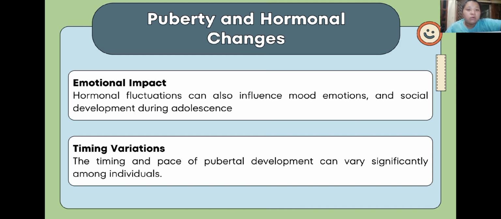Next, we have emotional impact. Hormonal fluctuations during adolescence can affect mood, emotions, and social development. These changes may lead to increased emotional sensitivity, mood swings, and influence how adolescents interact with others as they navigate personal and social growth.